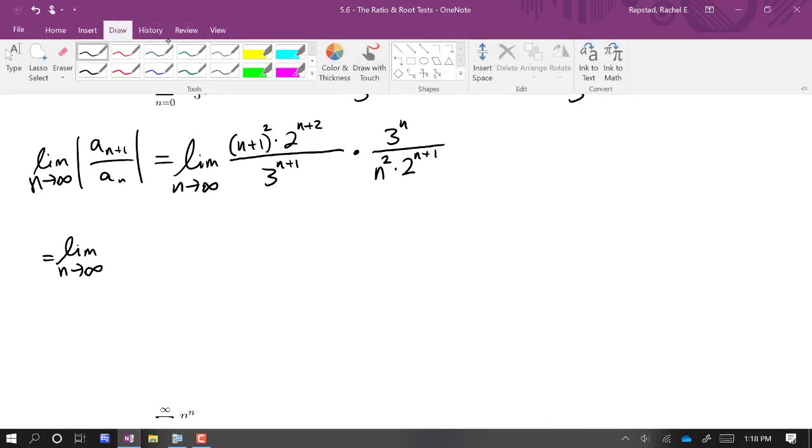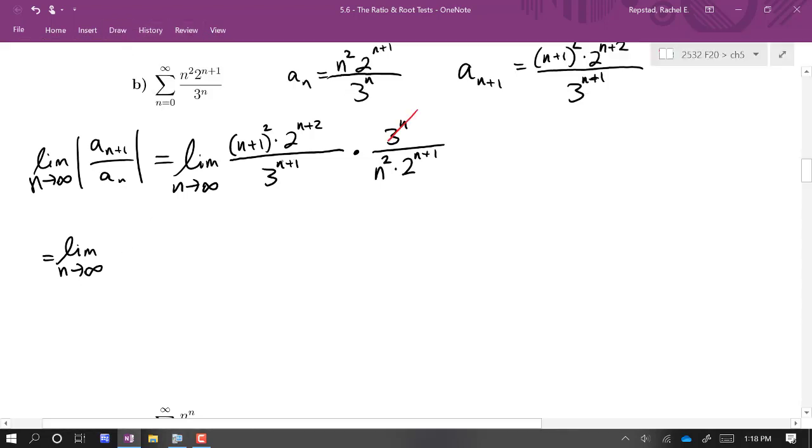So let's see what we got. The 3 to the n will cancel, and we're left with 3 to the first on the bottom. 2 to the n plus 1 cancels down here. We're left with just 2 to the first on top. So we have 2 times n plus 1 squared over 3n squared.